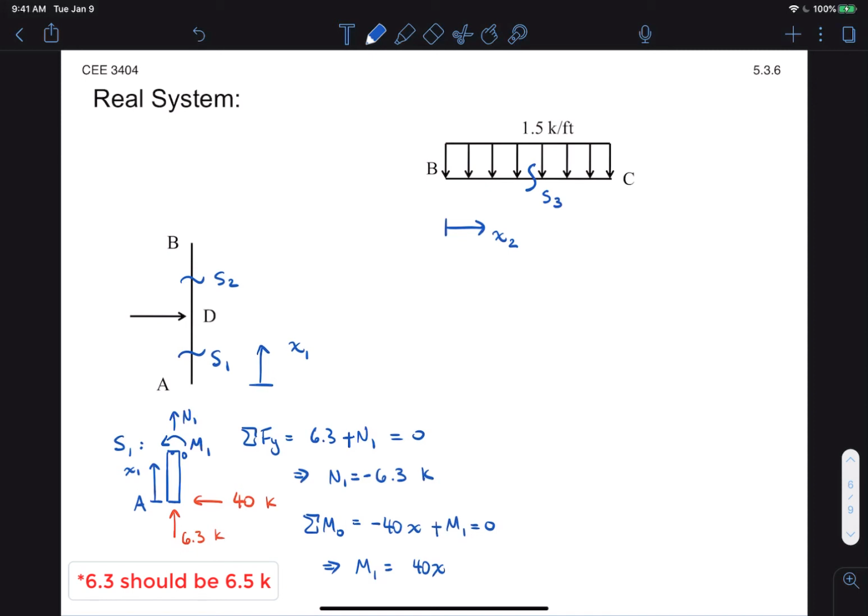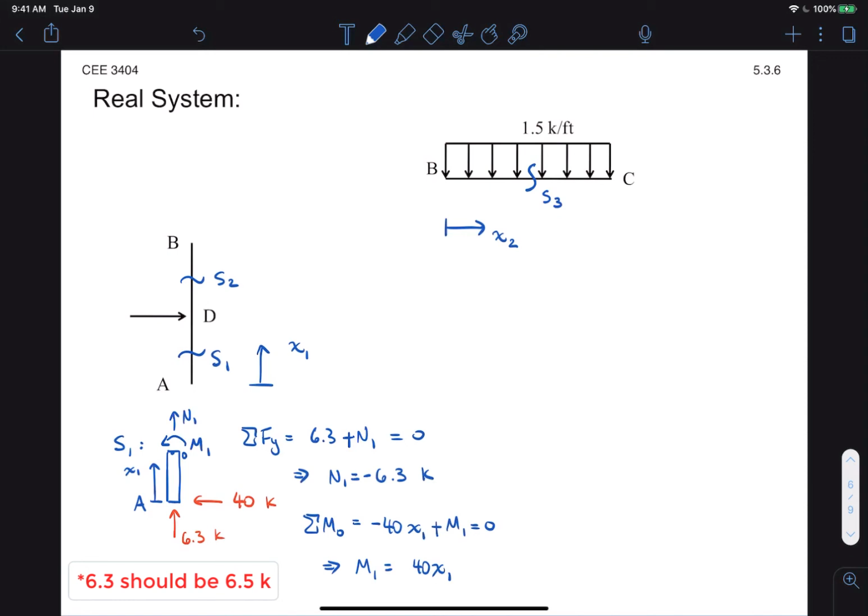So N1 equal to negative 6.3 kips. That means that section of the beam is in compression, and M1 is a positive 40 times x1.